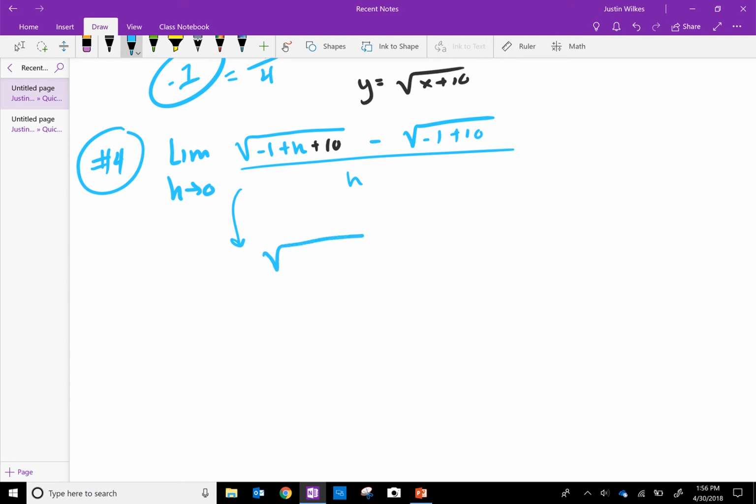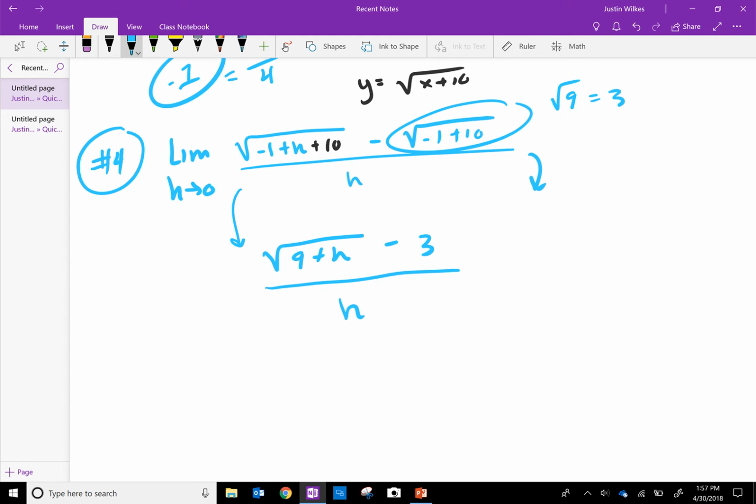This will be the square root of 9 plus h minus, and bring this down. Now this is the square root of 9, which is just 3. So I'm just going to write that as a 3, all over h. Now if I do my limit as h goes to 0, I'm just going to get 0 over 0. So we're not done with this. I'm recognizing I'm doing a limit that involves a radical, so I'll employ the conjugate, the square root of 9 plus h plus 3 over the square root of 9 plus h plus 3.